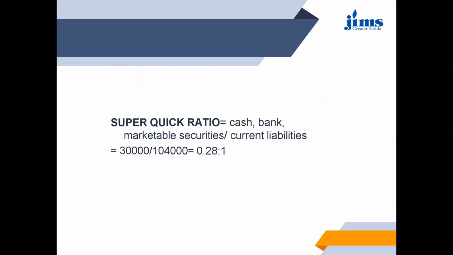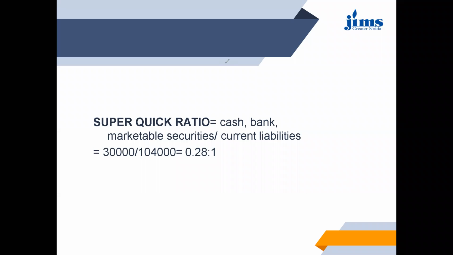Now next is super quick ratio. Super quick ratio is simply the cash and cash equivalents divided by current liabilities. So in this question, only cash and cash equivalents were given, that is 30,000. Current liabilities again would be the same, 1,04,000. So super quick ratio is 0.028 is to 1. So the ideal super quick ratio should be 0.5 is to 1.